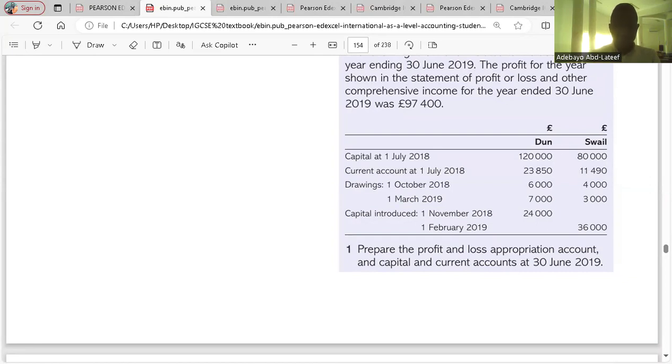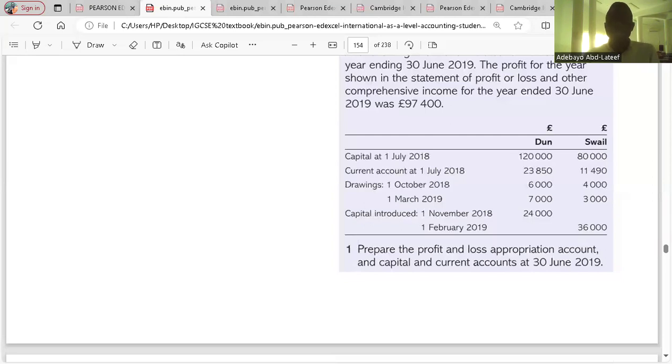So the interest on capital for Don will be 7%, which is 7 over 100 multiplied by 144,000. That gives us 10,080. So 10,080 is interest on capital for Don. And for Swale, it is 7 over 100 multiplied by 116,000, which is 8,120. So for Swale, we have 8,120.